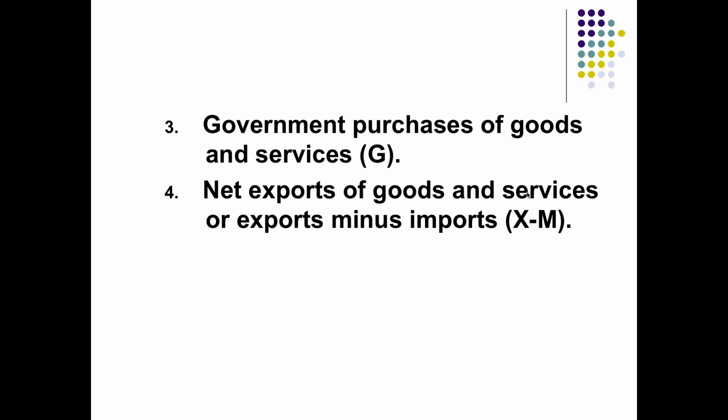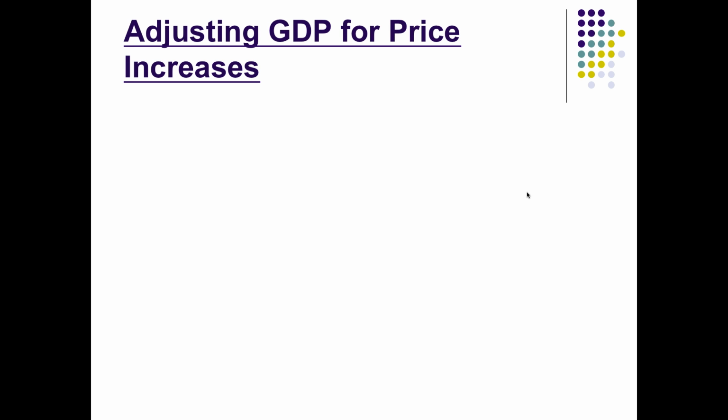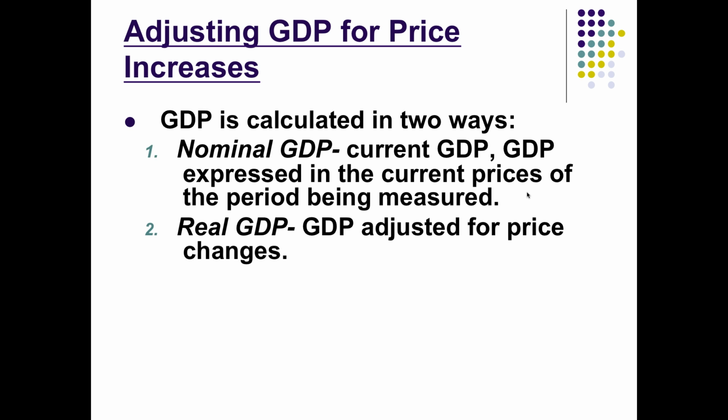All right, so it's really important that you can understand the 4 sectors, the 4 variables there that make up gross domestic product. Now, gross domestic product, guys, does have to be adjusted for price increases. So gross domestic product is calculated in 2 ways. You have nominal GDP. This is current GDP, or GDP expressed in the current prices of the period being measured.